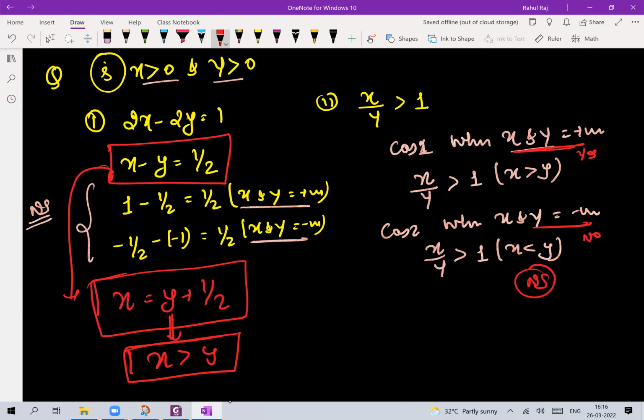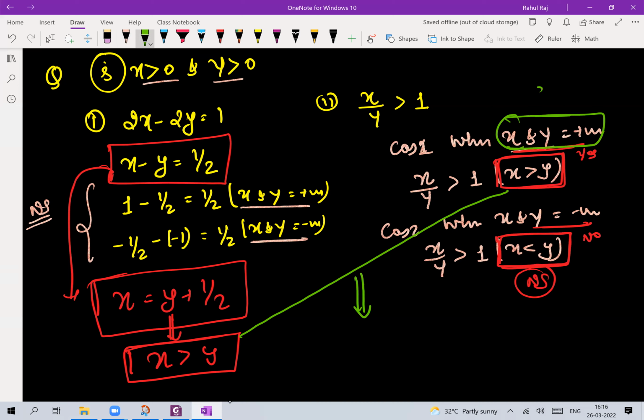Simple logic. Now option number 2, what has? Option number 2 has X is greater than Y and X is less than Y. Both the scenarios. So when I combine, can I say X greater than Y, common term out? And for X greater than Y, X and Y both are positive. So C is my answer.